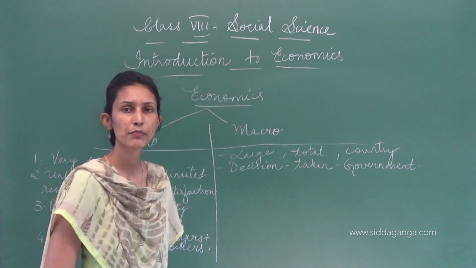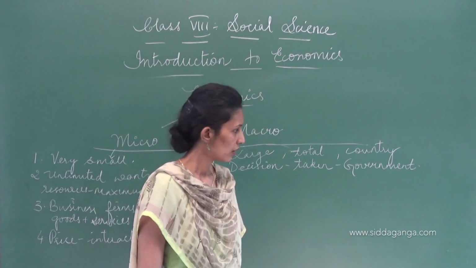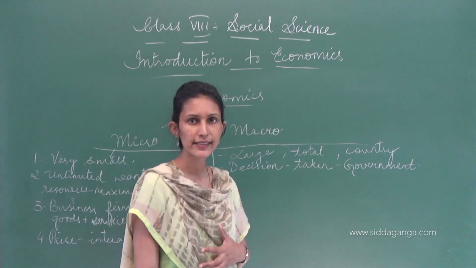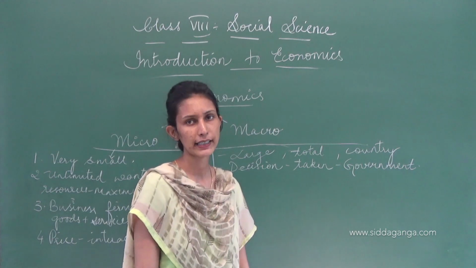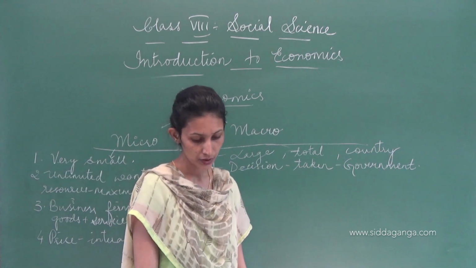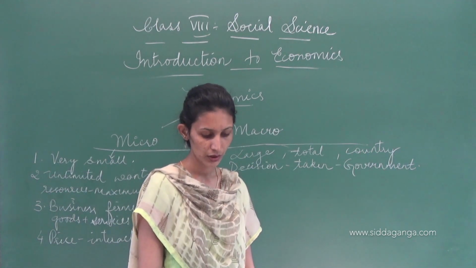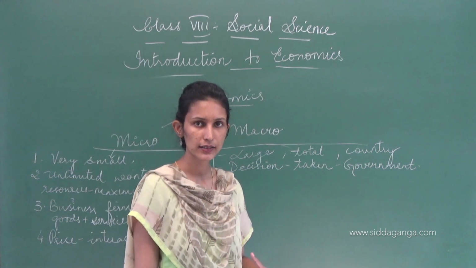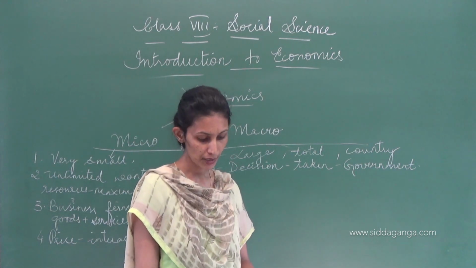Decision is usually taken by the government because taxes have to be paid, public facilities have to be made, welfare activities have to be made. Now, microeconomics is studying the individual, what he buys, what he sells.